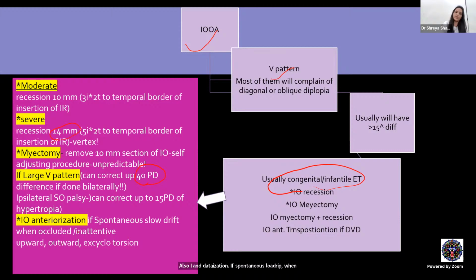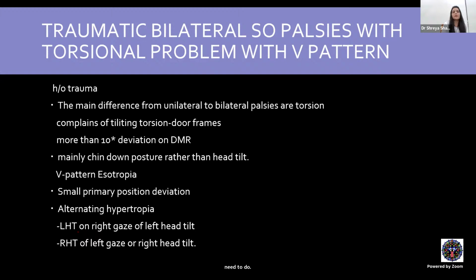And whenever there is bilateral superior oblique palsy, the main difference from unilateral is torsion. So usually the patient complains of tilting, torsion, and door frames. Mainly there is a 10 degree deviation on the double Maddox rod test, and mainly a chin-down position rather than head tilt. It will not be head tilt because it is bilateral. So there will be chin-down position, V esotropia. Primary position may show very little deviation, but whenever you check, there will be alternating hypertropia. So LHT on right gaze and RHT on left gaze.